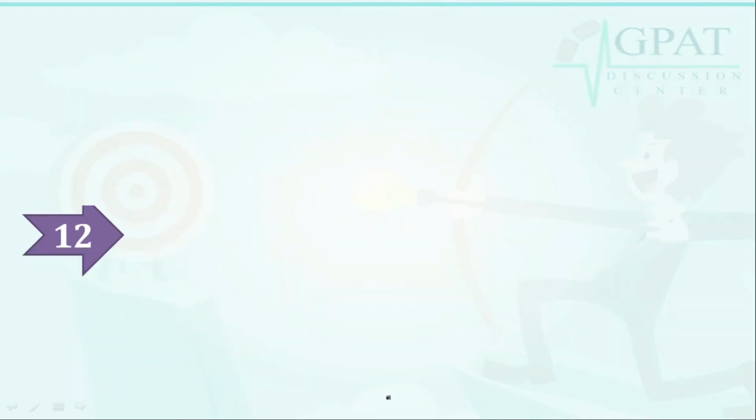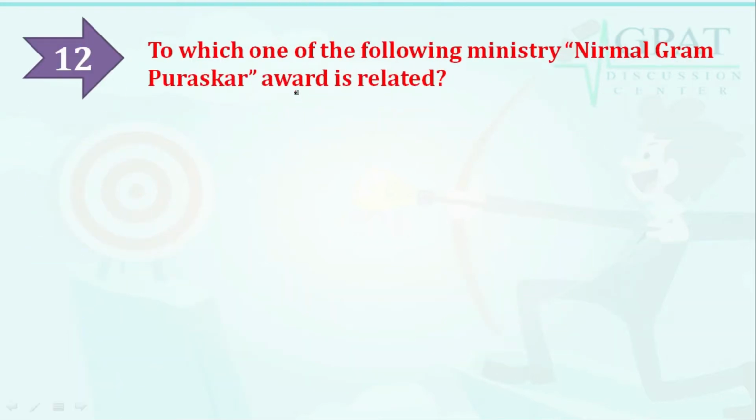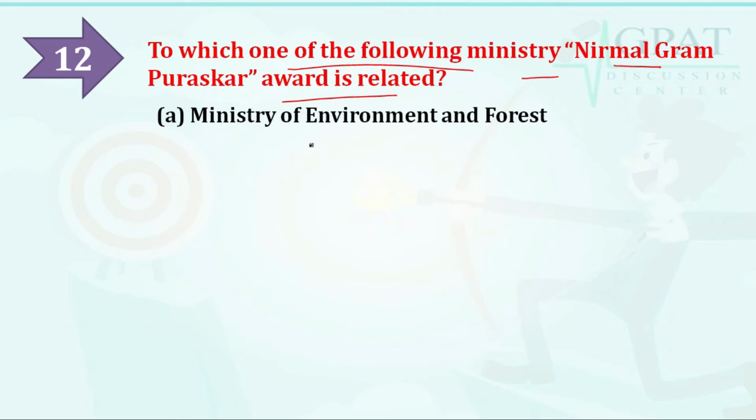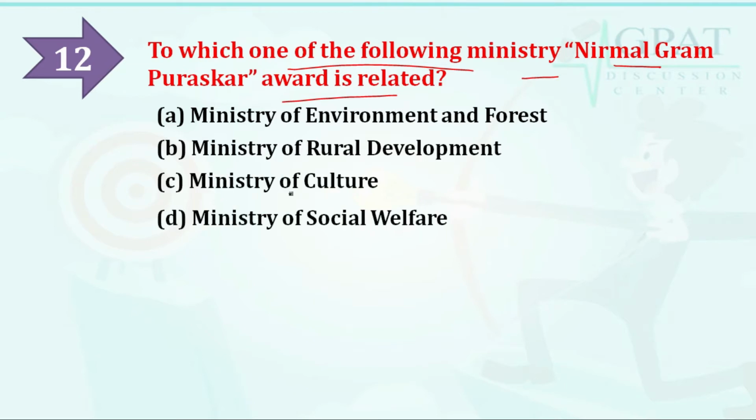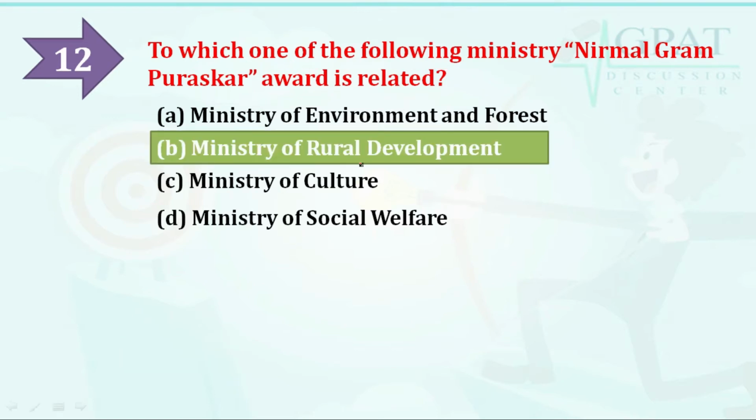So moving on to the next question: the Nirmal Gram Puraskar Award is related to which one of the following ministries? The options are: Ministry of Environment and Forest, option B Ministry of Rural Development, option C Ministry of Culture, option D Ministry of Social Welfare. So which is the correct answer? The correct answer is the Ministry of Rural Development, which is related to the Nirmal Gram Puraskar award.